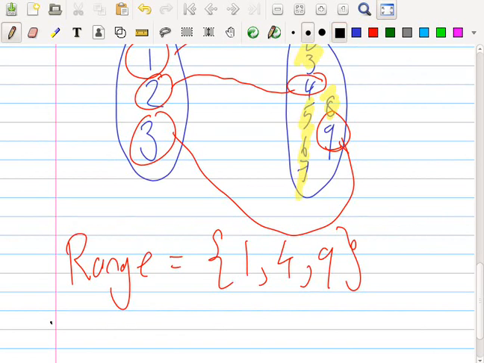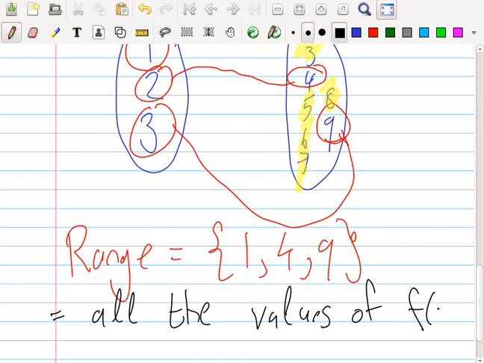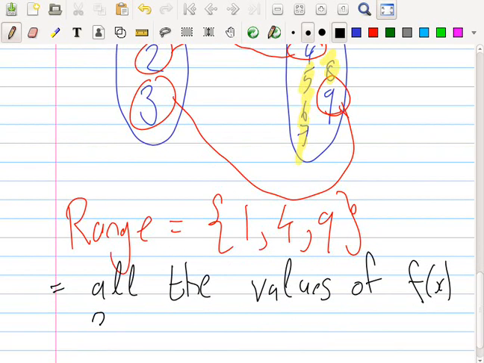And if you want it as a definition, the range is all the values of f(x), where x, of course, is in the domain. So to make the range, what you do is you take all your elements in the domain and you put it in your function and see what possible answers you get. And all those answers collected together make the range.